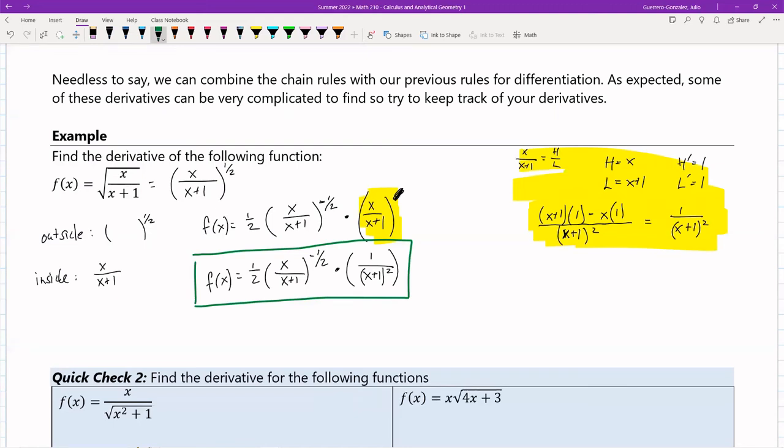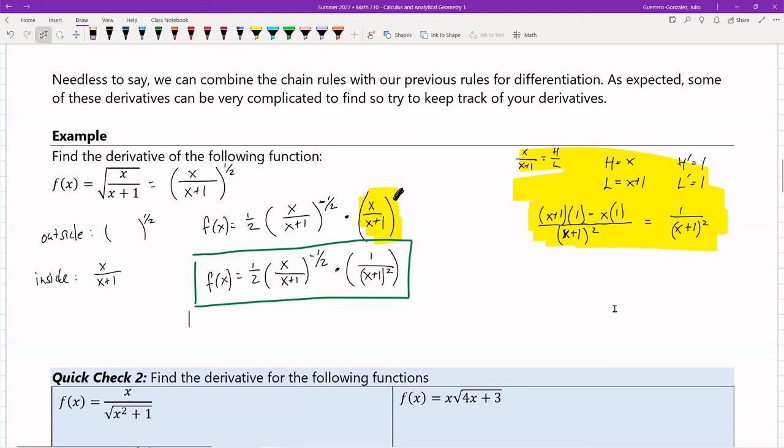Notice how quickly we can do derivatives now without needing to go through the limit definition. We weren't able to do these functions before without the chain rule. So now we can.